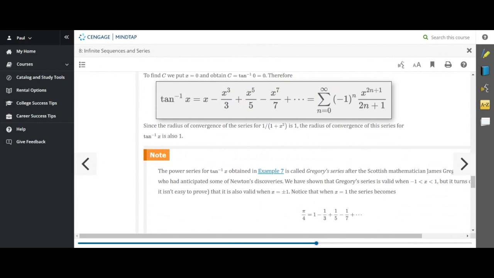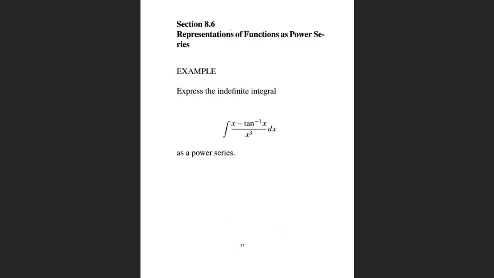And given that, we ought to be able to do a problem involving an integral. So let me bring up another example here. Okay, let's do this example here. Let me give you a moment to copy it down.